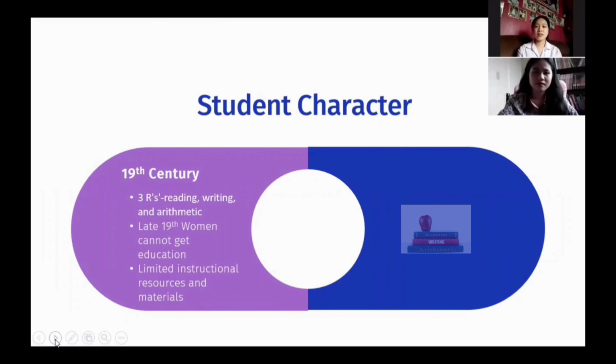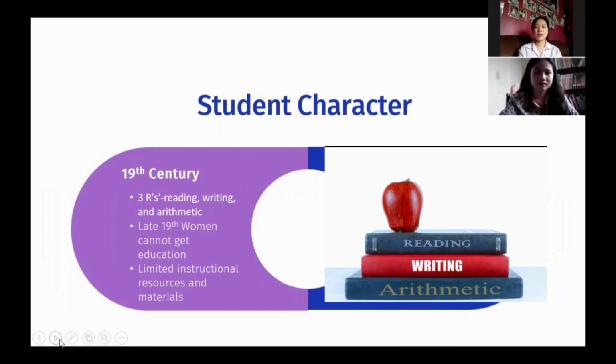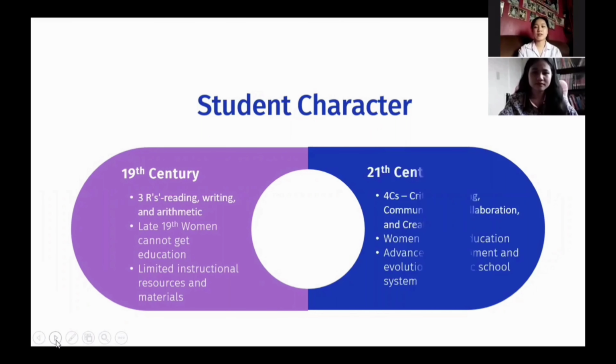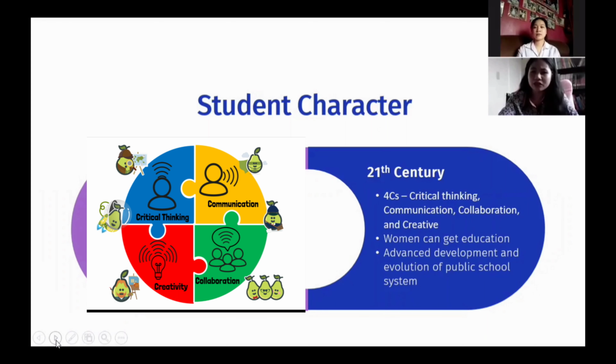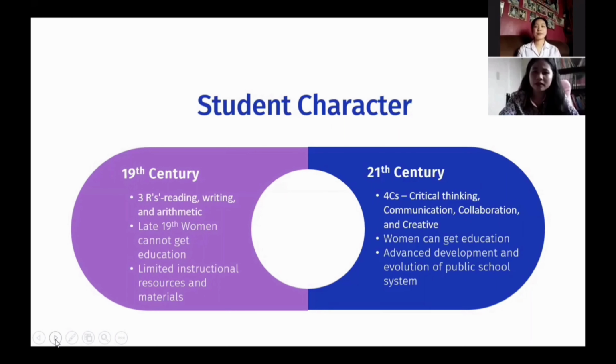In the 19th century, there were three hours of reading, writing, and arithmetic. In the late 19th century, women could not get education, and there were limited instructional resources and materials. In the 21st century, first is critical thinking, communication, collaboration, and creativity. Women can get education, and there is advanced development and evolution of the public school system. In the similarities of the 19th and 21st century, there are invention, innovation, and creativity.